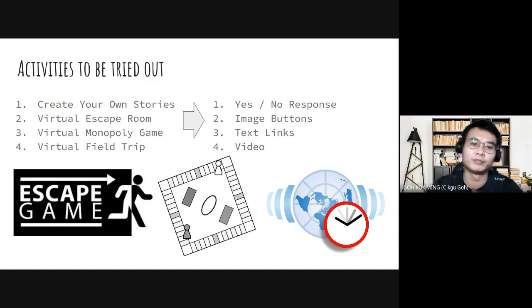Three is virtual Monopoly game, so we can make a game by using just the functions. And then number four is virtual field trip. Today I will share with you a virtual field trip, and one escape room, how we can do it. And then we need to decide which response mechanism: yes or no response, image, button, text, link, or we can put the videos somewhere.